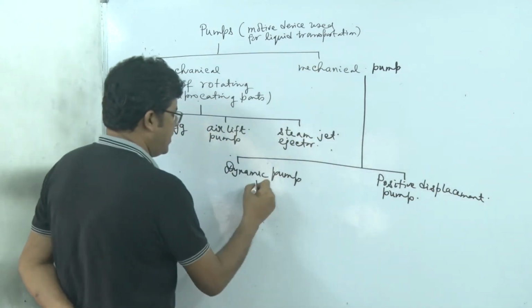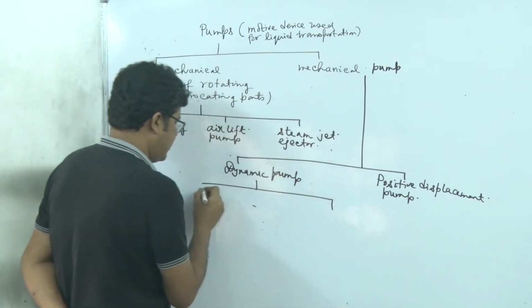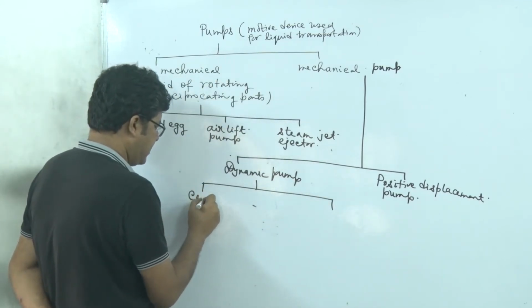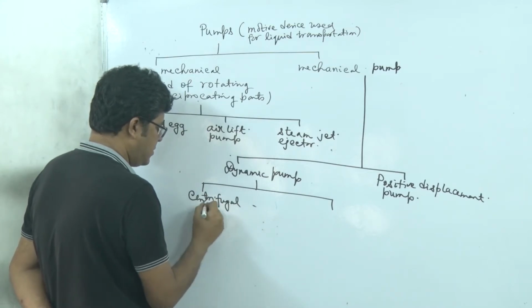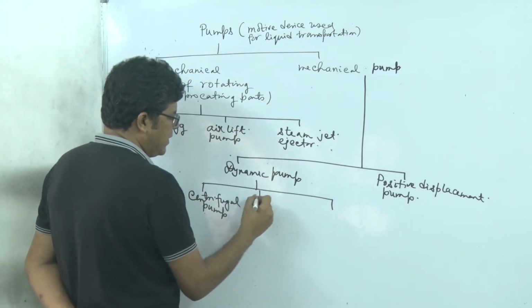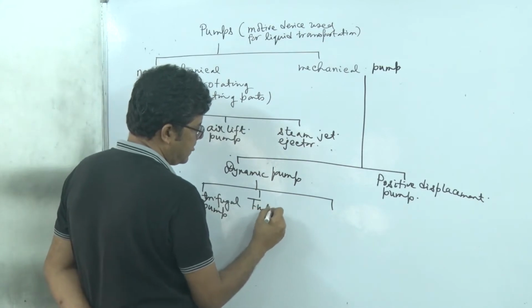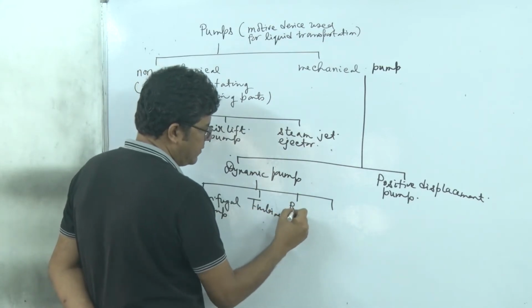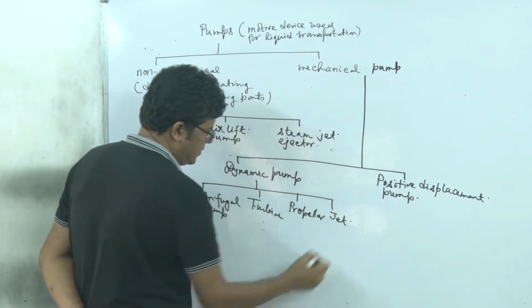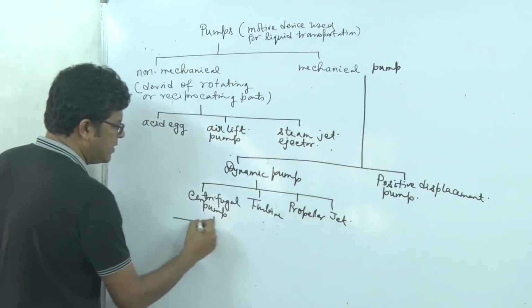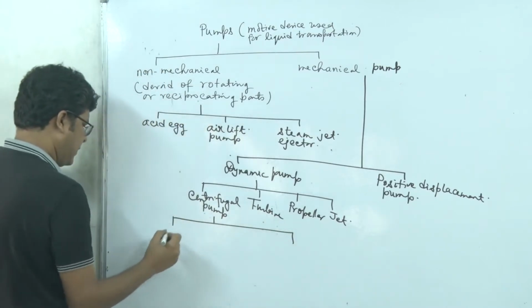Now in the dynamic pump we have members like the most prominent one, the centrifugal pump. Next we have turbine pump, we have propeller pump, we have jet pumps. Centrifugal pump, there are also a lot of classifications.